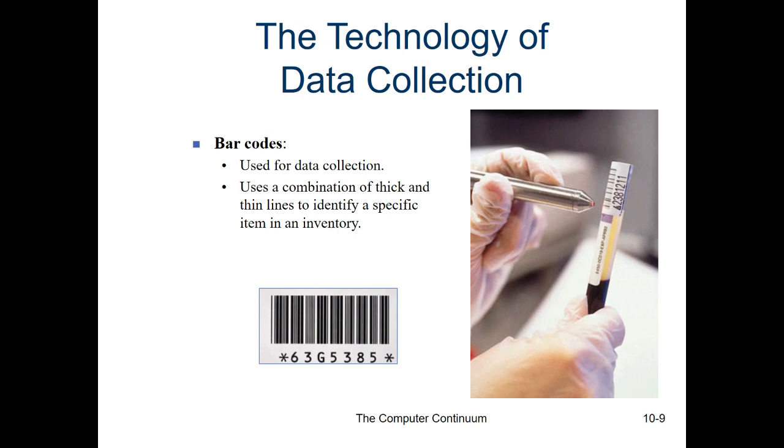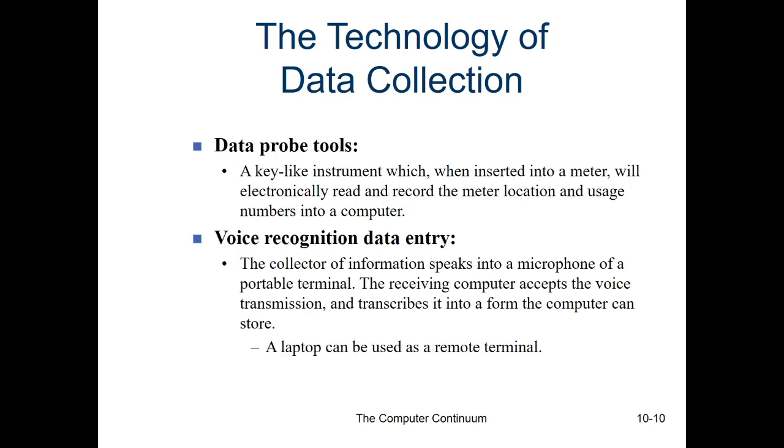Now barcodes are also used in shopping malls, or in general you would see them everywhere. Barcodes are used to collect data, and they use a combination of thick and thin lines to identify a specific item in an inventory. Then we have data probe tools, which are key-like instruments which, when inserted into a meter, will electronically read and record meter location and usage numbers into a computer. Those are also tools used for data collection.